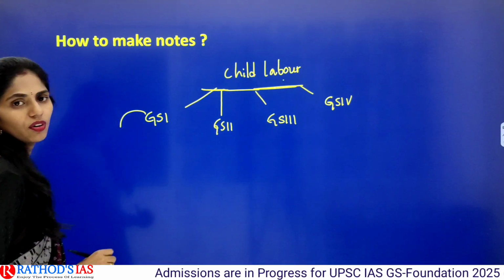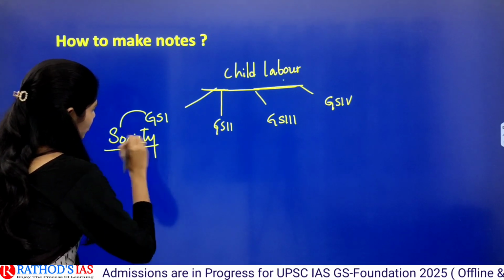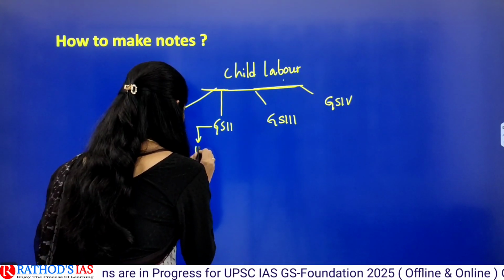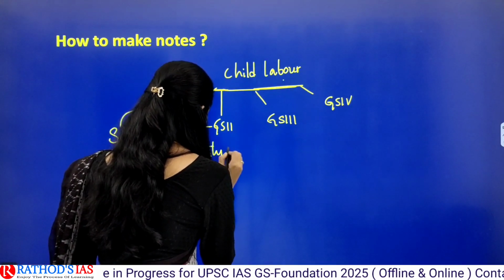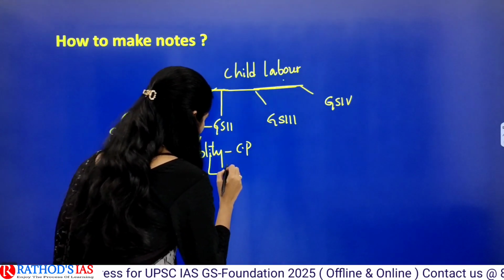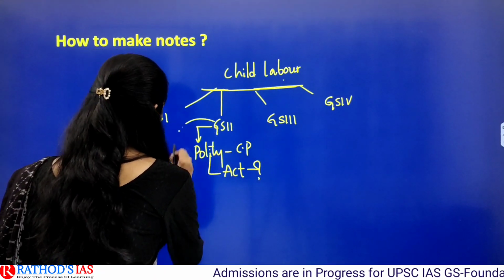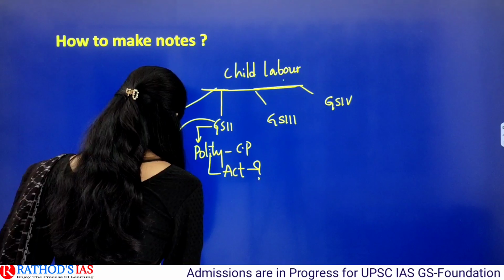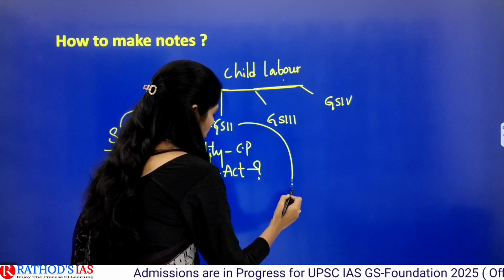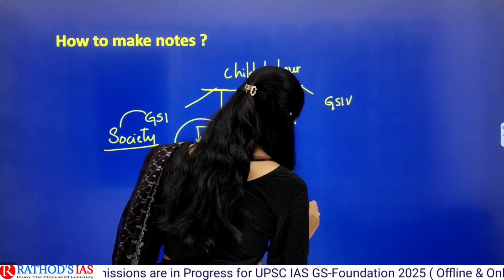From GS paper 1, it comes under society. In society we have this problem of child labor and you have to see it from that point of view. And from GS paper 2 we have polity. In polity we have to see the constitutional provisions regarding child labor, how we are prohibiting it, whether any acts are present or not, and some judgments and cases regarding child labor. And from international relations you have to see the rate of illegal migration and child labor.